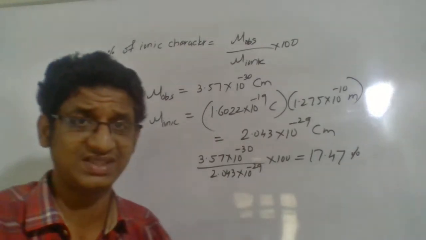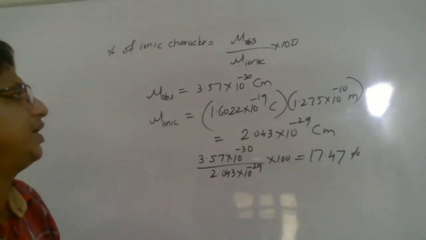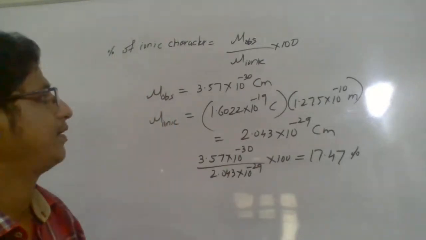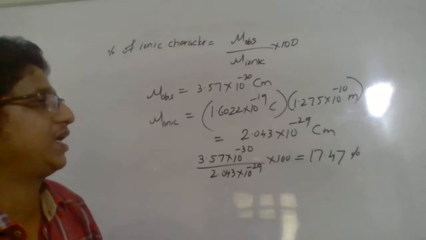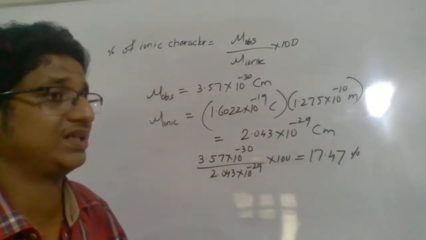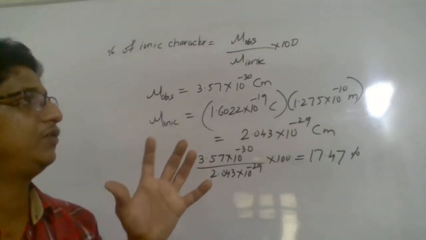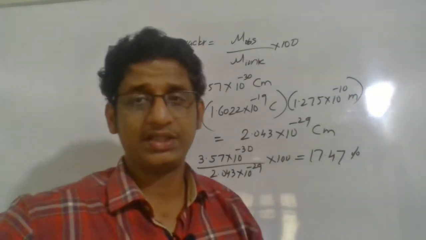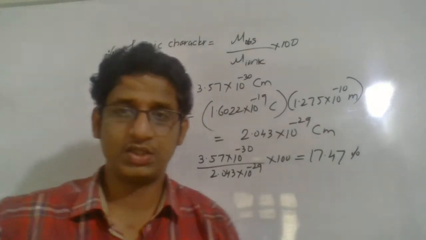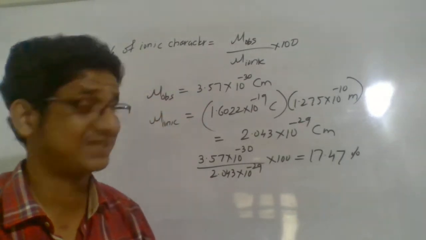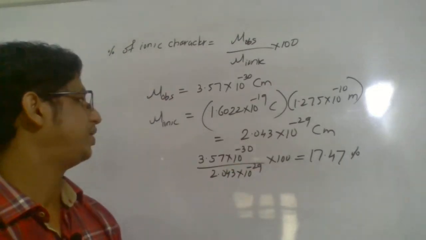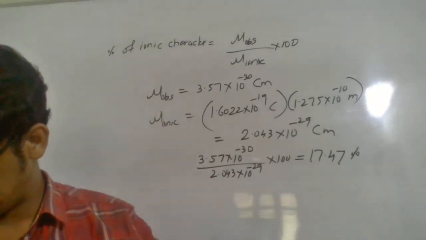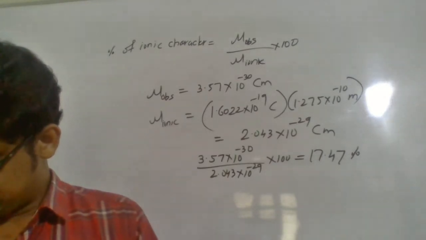So how can you find the percentage of ionic character? Mu observed divided by mu ionic into 100, where mu observed is the observed dipole moment. For mu ionic we expect a complete transfer of electron, which is the maximum ionic nature. If one electron is transferred, the charge will be 1.6022 into 10 raised to minus 19 coulomb, and the distance between the cation and anion is the bond length, 1.27 into 10 raised to minus 10 meter. That's given. Multiply that and you will get mu ionic. So mu observed divided by mu ionic into 100 gives the percentage of ionic character.